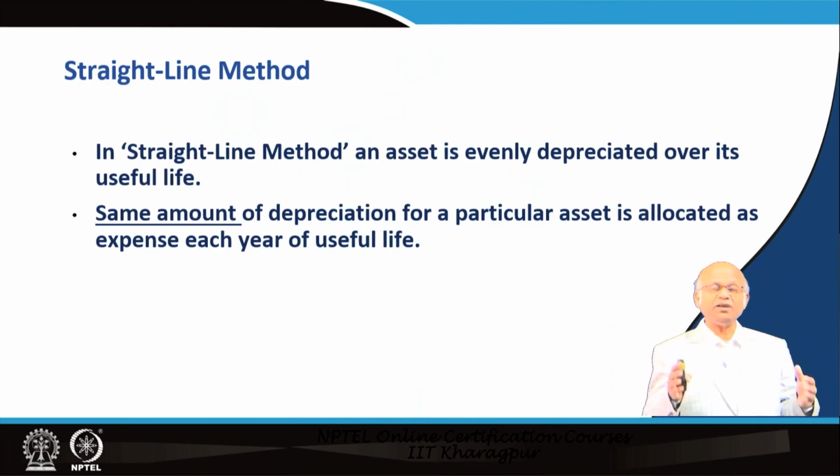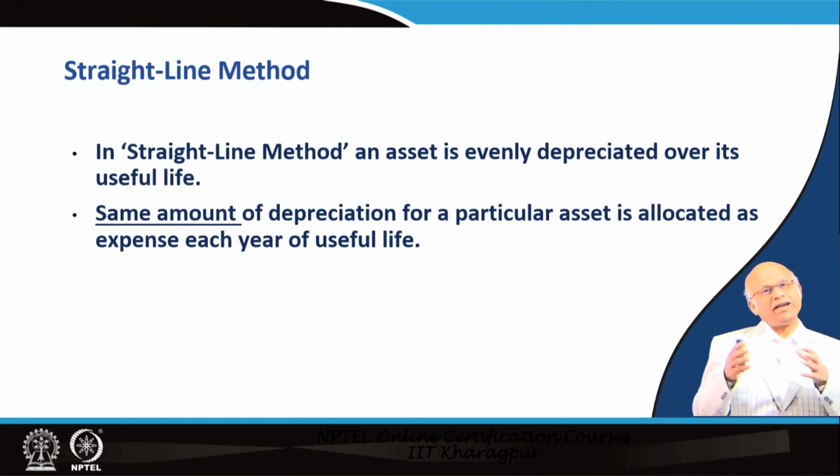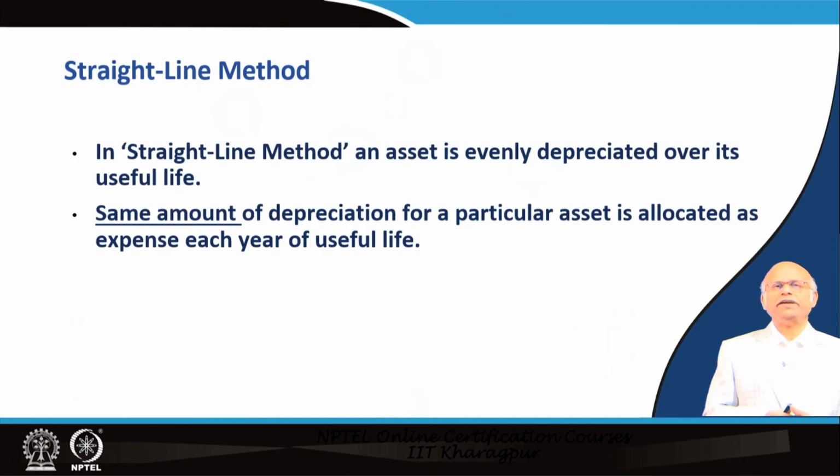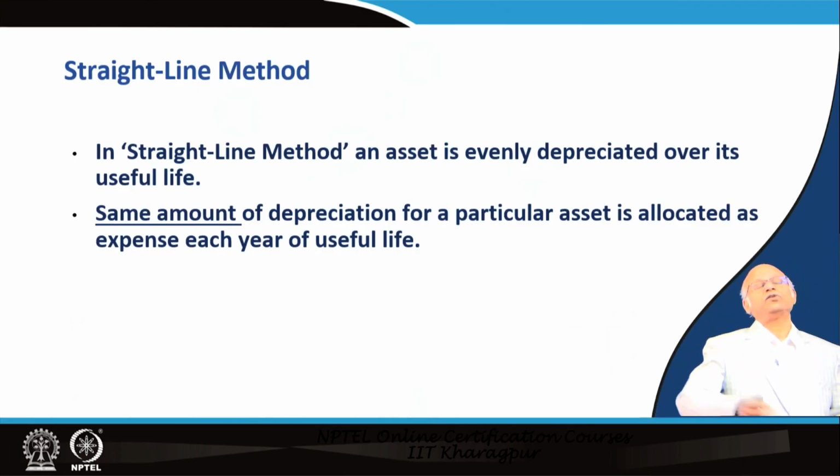Now, this 30,000 rupees will be allowed as depreciation, not the entire 50,000, because 20,000 will come by selling the computer at the end of the life. So, this 30,000 rupees will be distributed across 3 years. So, 30,000 divided by 3 years, the useful life, that becomes 10,000.